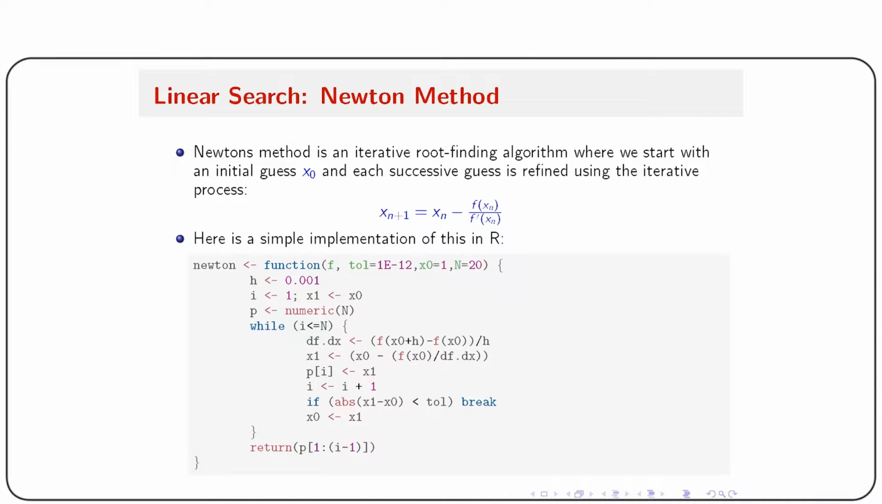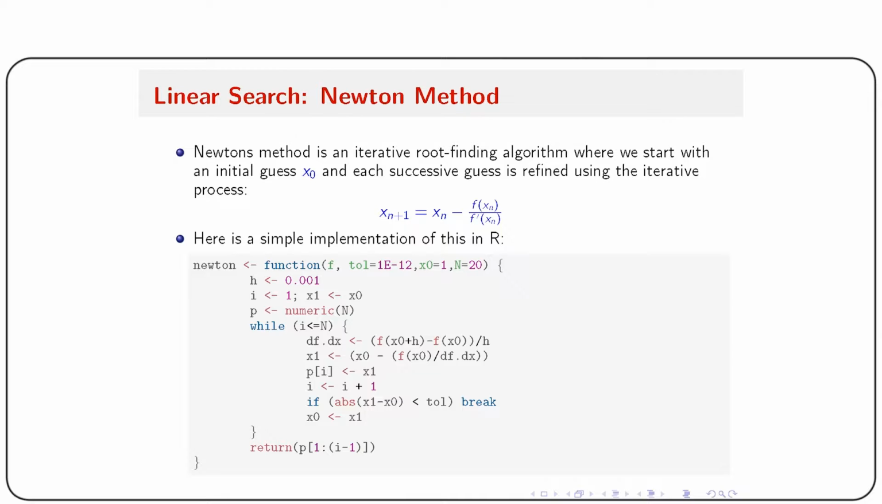The Newton method is an iterative root finding algorithm where we start with an initial guess x naught, like the gradient descent method, and each successive guess is defined using the iterative process as x_{n+1} equals x_n minus f(x_n) divided by f prime of x_n. Here is a simple implementation of this in R.